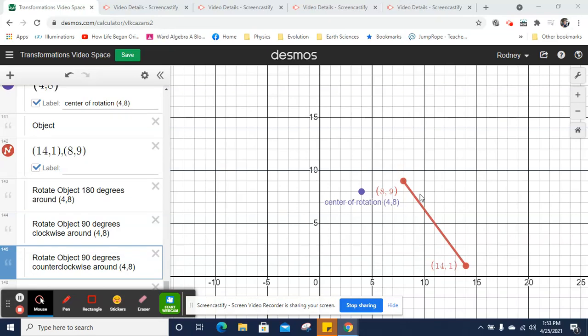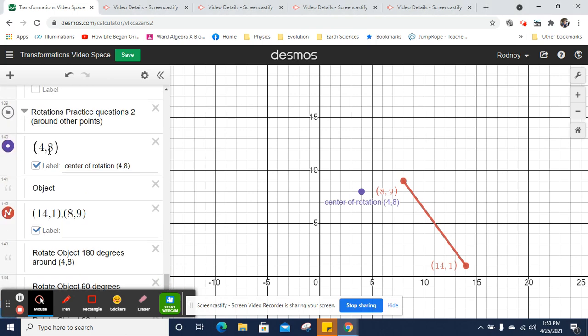This is Mr. Warden. Because there's a whole lot of points that you have to deal with in these rotations, especially when you start dealing with centers of rotation that are not around the origin, I decided I would make it simply a line segment for the practice. So you only have to deal with 2 points that you are rotating. And so what I want you to do is use a center of rotation at 4,8 right here.